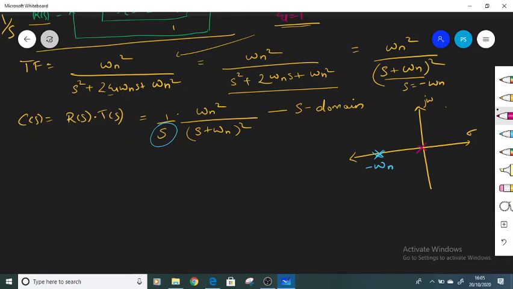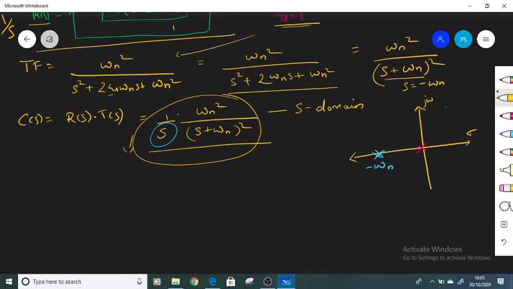Fine. Now I want to plot the graph of the output in time domain. But what I am having over here is in the S domain or the Laplace domain. So to convert this into time domain, I will have to take the inverse Laplace of it. And to take the inverse Laplace, first of all I have to transform this function in such a way that the inverse Laplace of it can be taken.